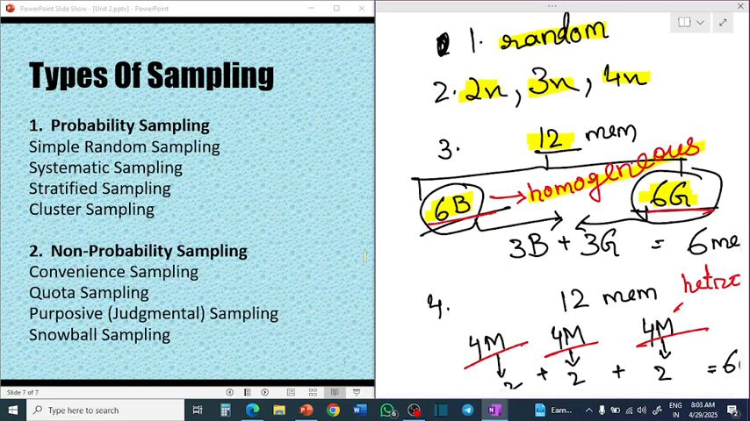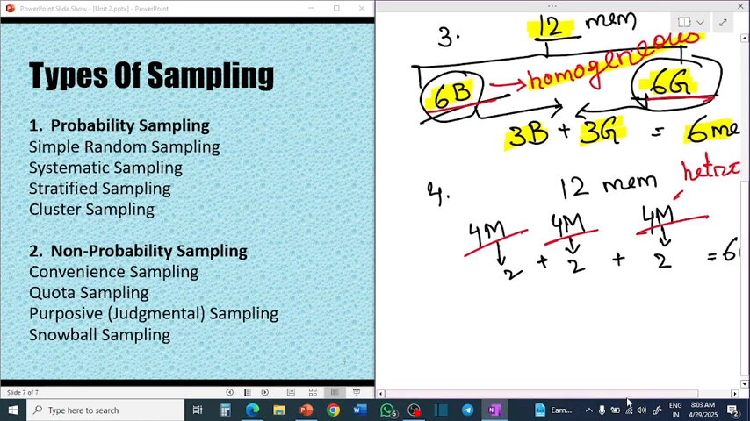Out of these 6 boys, you select 3 boys, and out of the 6 girls, you select 3 girls. Now you have your required sample, which is 6 members. So this is known as stratified sampling. Now we will move on to cluster sampling.